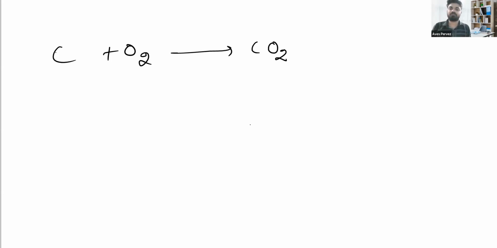Done? So one second. What's the mass of carbon that you have written in your copy? Sir, 12. And mass of O2? 32. And the mass of CO2 will be? 44. Yes, 44, correct. It's 12 plus 32, you will get 44.